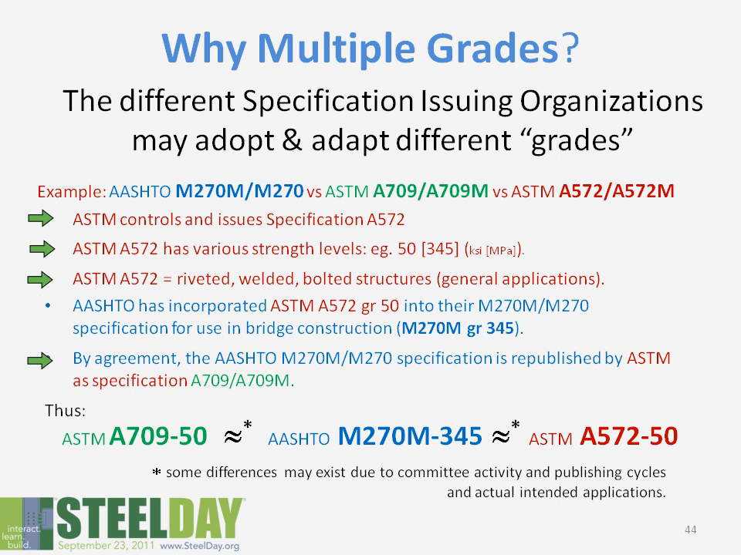Now, by agreement, AASHTO republishes the M270 in ASTM as specification A709. So what we have is a case where A709 grade 50 is essentially the AASHTO M270 345, and it's the same as the A572 grade 50. Now, there may be from time to time some slight differences due to committee activity and publishing cycles, but in essence, it's the same grade with different names.